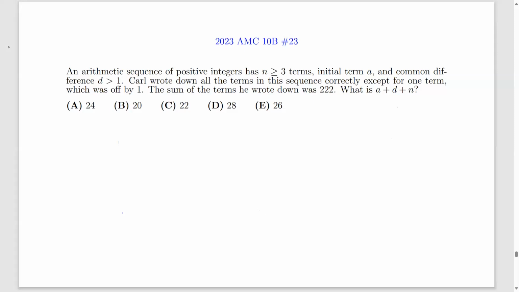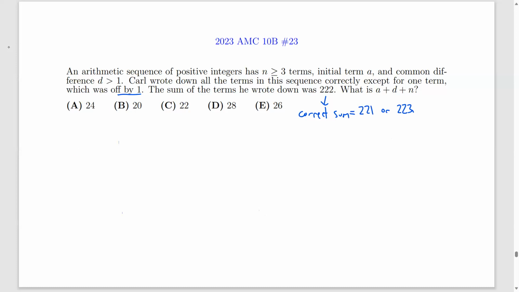So the first thing we should immediately notice is that because one term was off by 1, we therefore know that the correct sum has to equal either 221 or 223. So let's try to write down the sum of this arithmetic sequence in terms of a, d, and n and see what we can obtain.